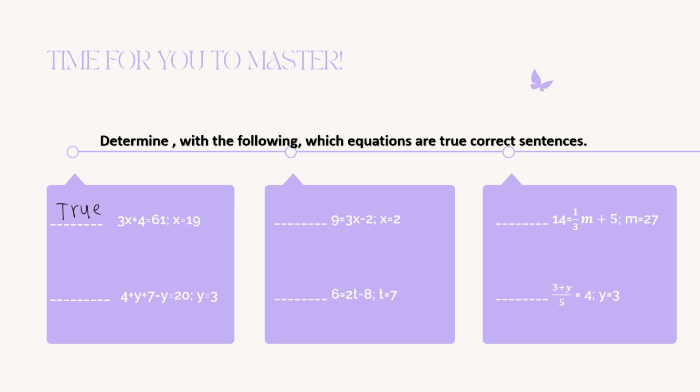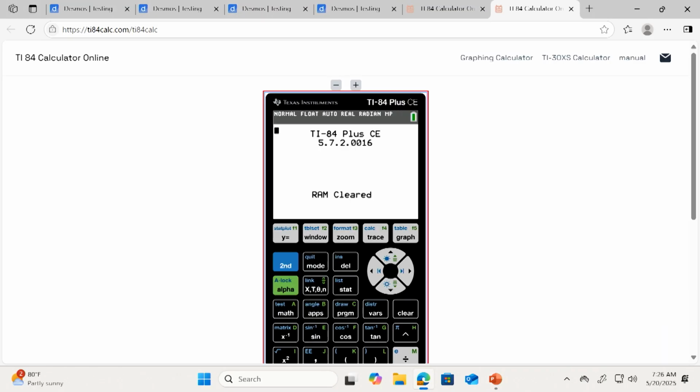Okay, so now that y'all have dived deep into these problems, now that you've used the technology, I'm going to go ahead and work with the technology to see if I can come up with the same answers that you got. So the first one down here says 4 plus y plus 7 minus y equals 20, where y equals 3. So I'm going to go ahead and pull up my technology, and I'm going to plug that in.